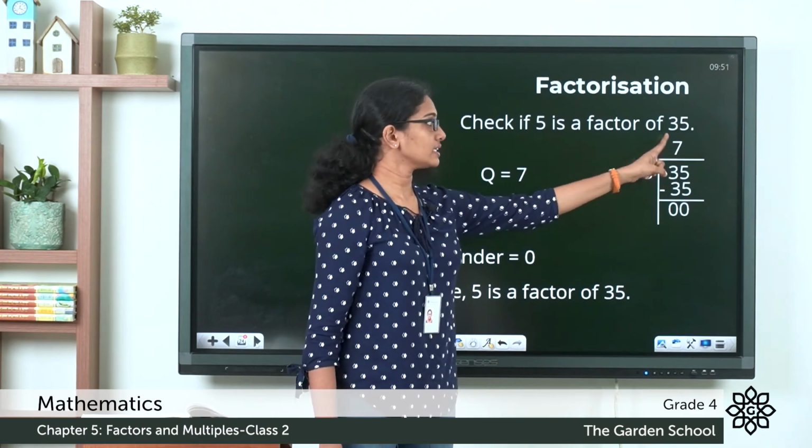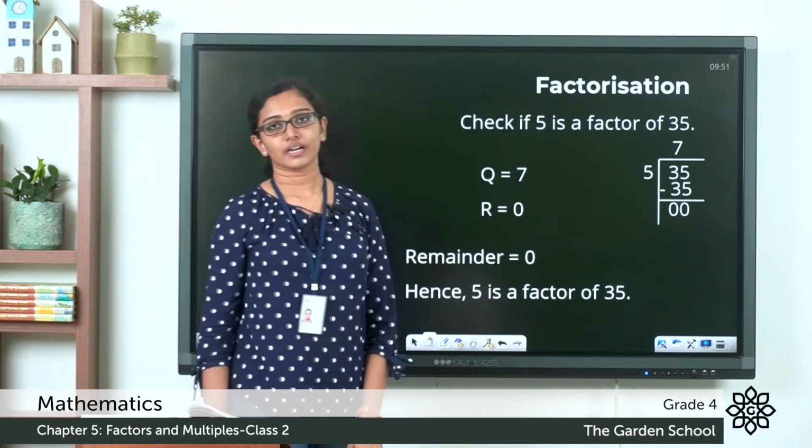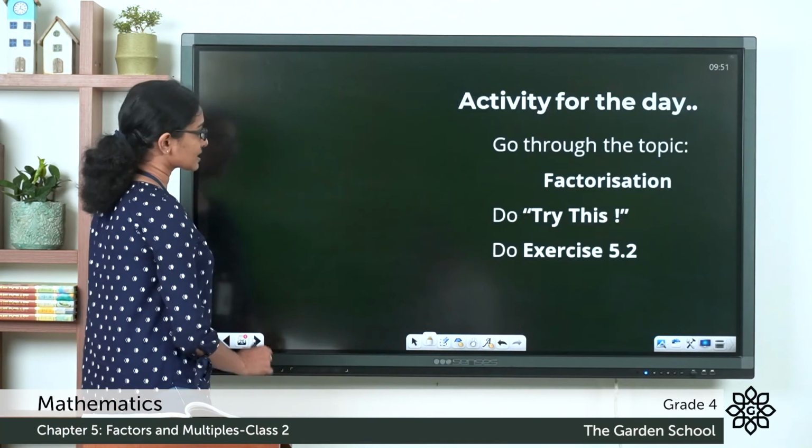Which is the other factor? 7. So 5 and 7 are factors of 35. I hope this is clear to you.